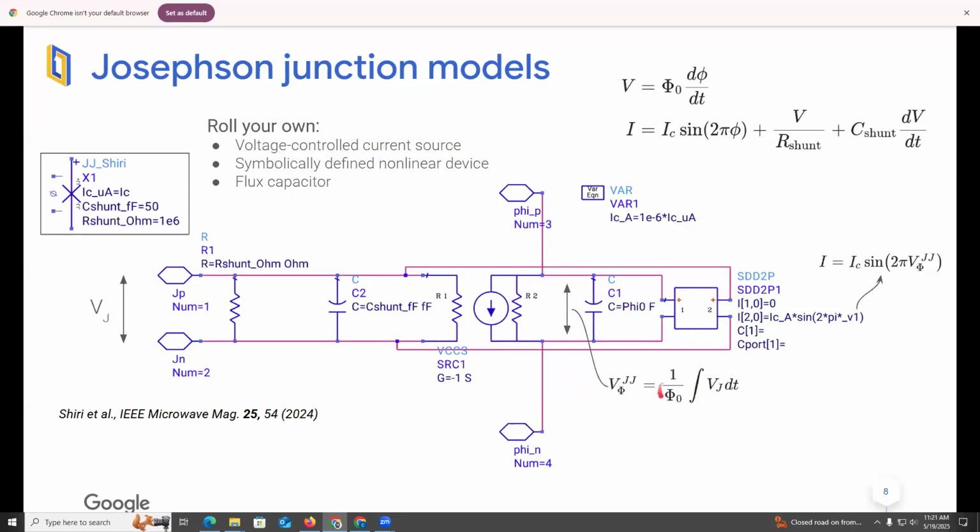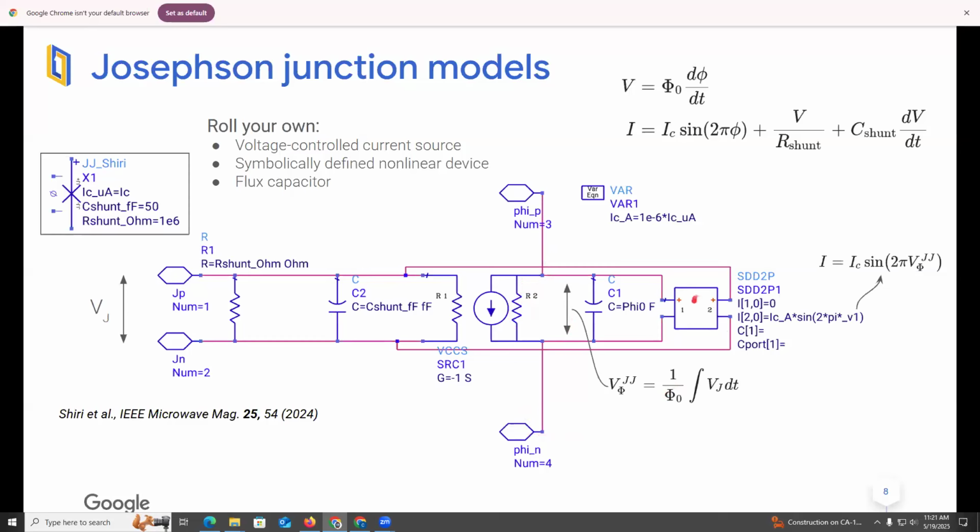Okay, a capacitor is an integrator. So the voltage that appears across that capacitor is going to be the time integral of the voltage at the junction terminals divided by phi naught, which is exactly what we want. Okay, so we have the electrical part of the circuit here. We have the flux part of the circuit here. We can output the flux voltage between this node and that node on external pins.